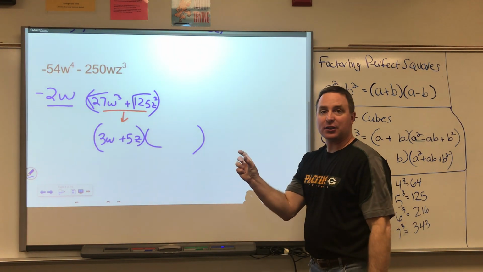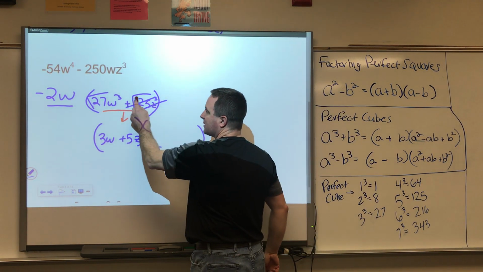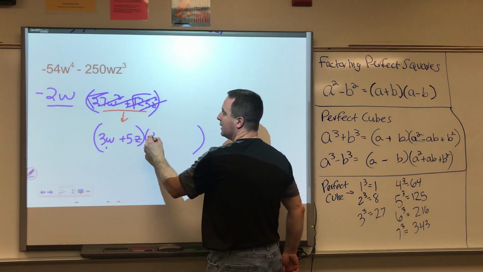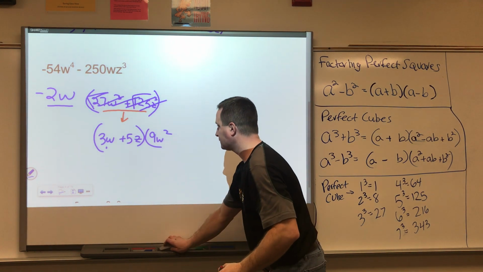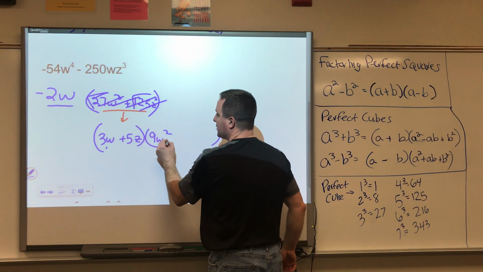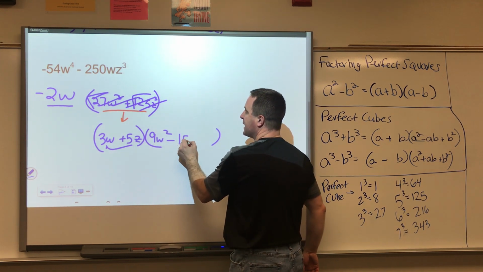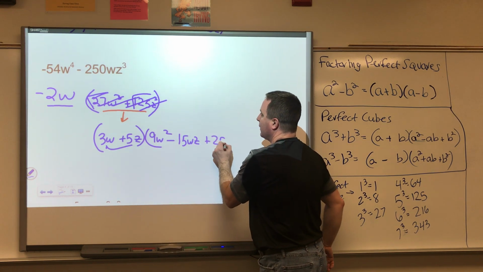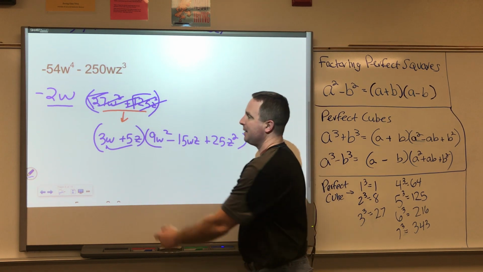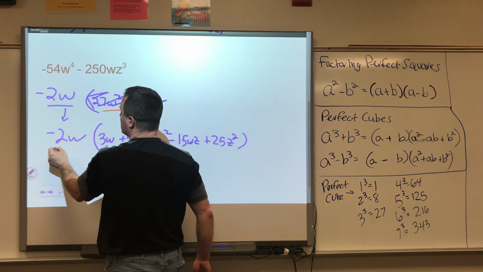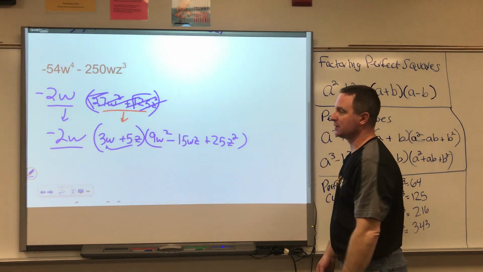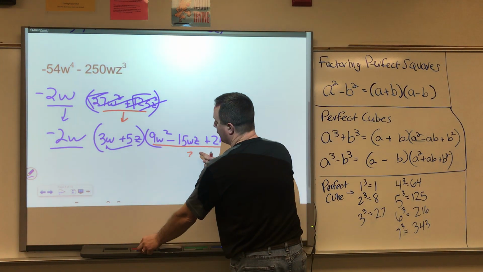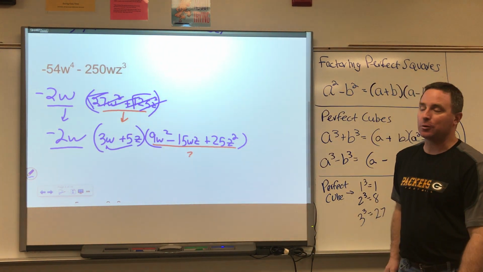Once I get the little piece, I'm done with this, and I'm going to use it to get the second part. So I square this again, 9W squared. Change the sign and multiply, that's 15WZ. Then I square the last number, 25Z squared. And the negative 2W comes along for the ride. So again, 1, 2, 3 parts. And like I said earlier, the nice thing about perfect cubes is you can't go any further with the big piece. That's as far as you can go.